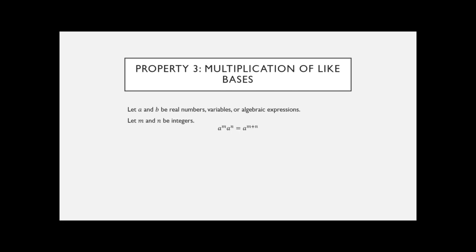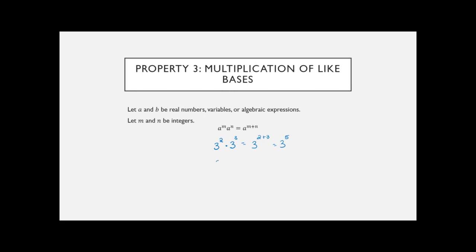So an example of this, oops, I'm in the highlighter. I don't want to be in the highlighter. If I had 3 squared and then 3 to the 3rd power, when you're multiplying those, you add the exponents. So that would be 2 plus 3, which is 5. So that's equal to 3 to the 5th.